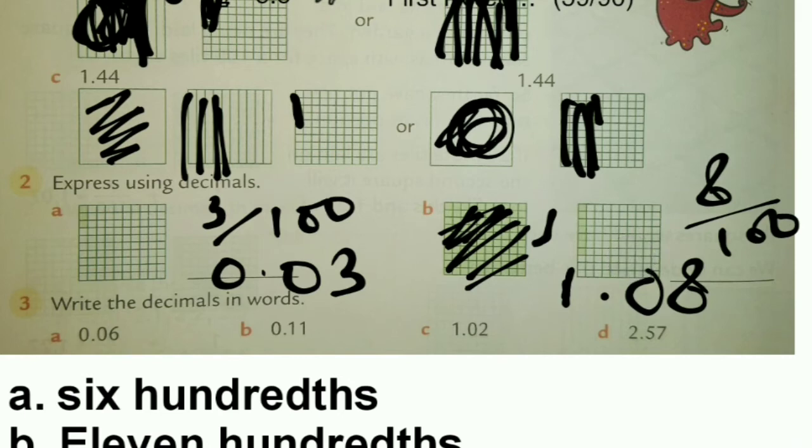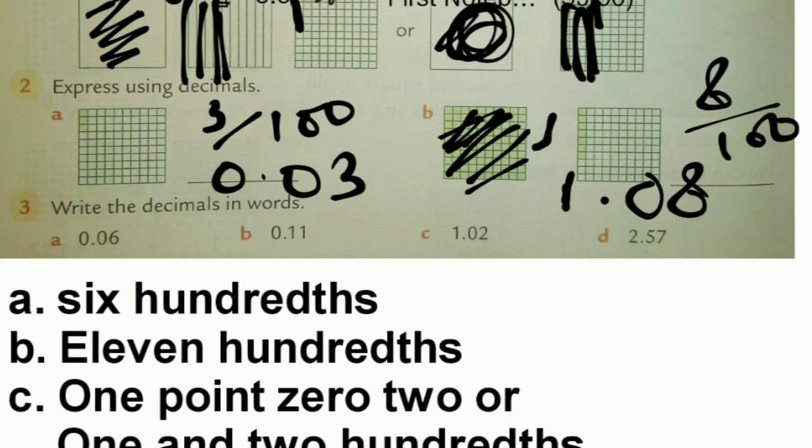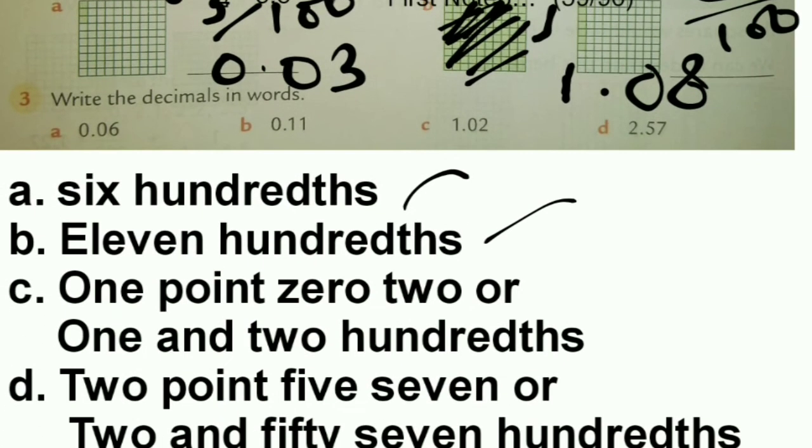Write the decimals in words. 0.06. How will we write? 6/100th. 0.11. So 11/100th. 1.02, or 1 and. In decimal we can write 'and' also. 2/100th. Like this we can write.